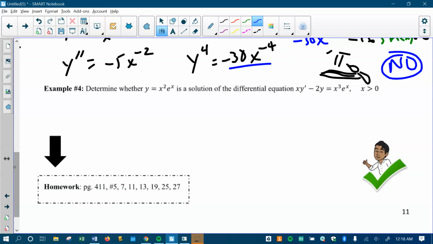Example 4: determine whether y equals x squared e to the x is a solution of this differential equation. All right, let's see what we got. So x squared e to the x, that's y. So I'm going to plug that in there. I need y prime for this part, so let's do y prime quickly. Y prime is going to be a product rule.